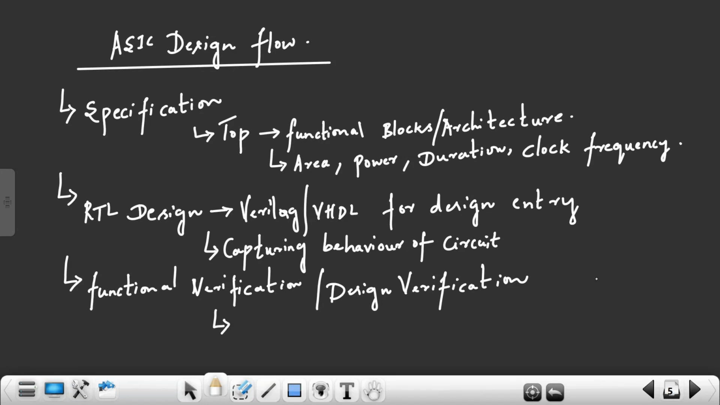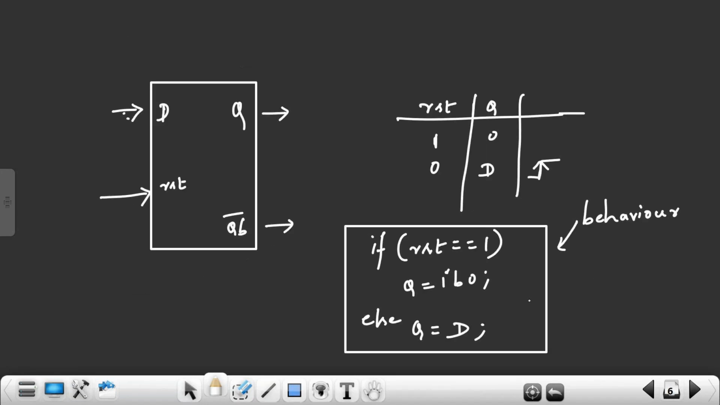So you have written the program for a D flip-flop. How do you verify whether the D flip-flop is working properly or not? For this program, you apply different inputs. Apply your reset, apply your D input, and check what is Q. So 1, 0. What is the output you should get? Your Q should be 0, because reset is 1. Now 0, 0. What should you get?